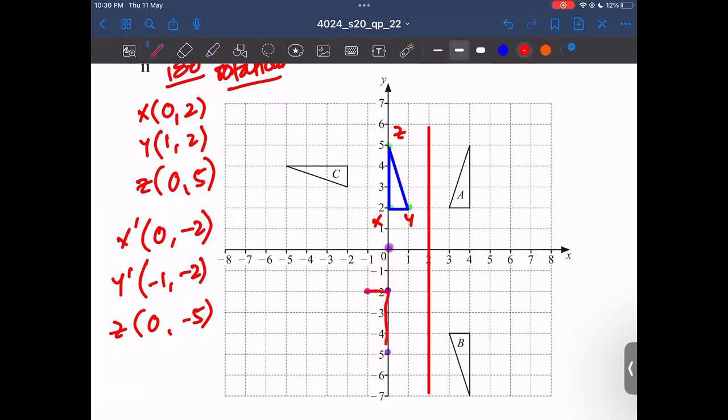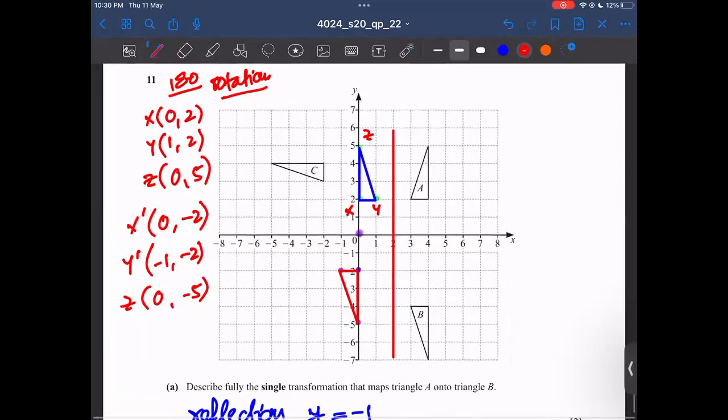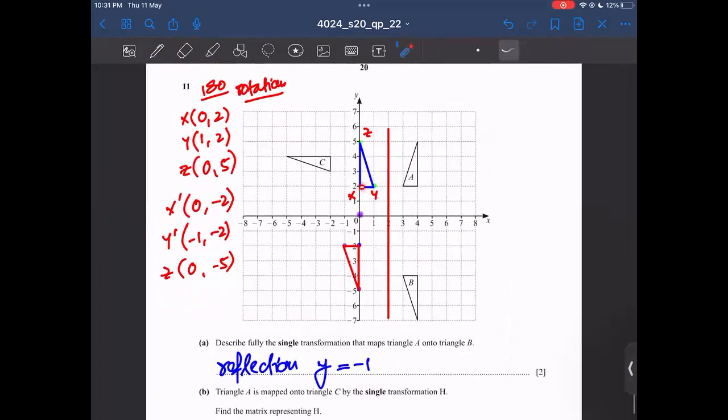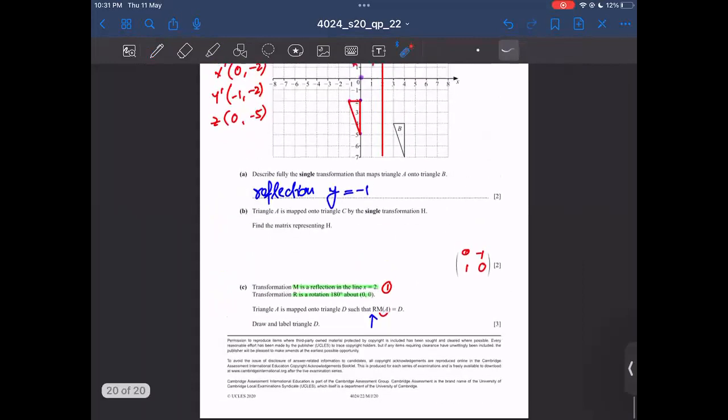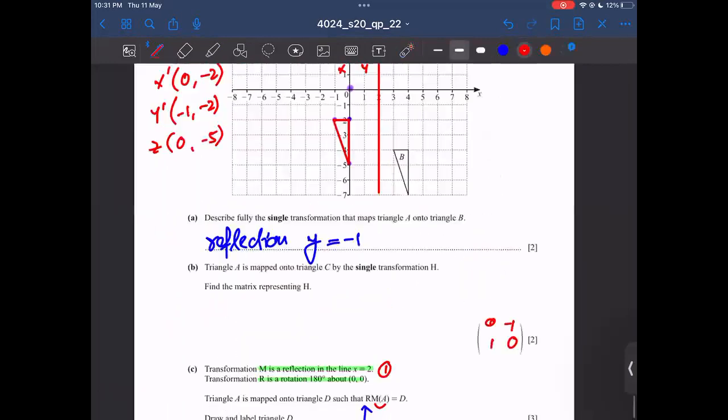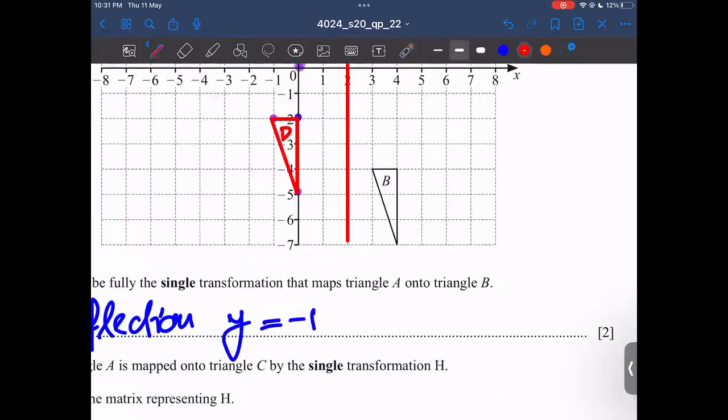We have this 180-degree rotation of the triangle. First, we reflected this triangle in x equal to 2. Then we rotated this triangle by 180 degrees over here. This one points rightward, this one points leftward, right? So this is the 180-degree rotation of the triangle, and just label it D. Since they are asking to label it, we are going to label it as D over here.